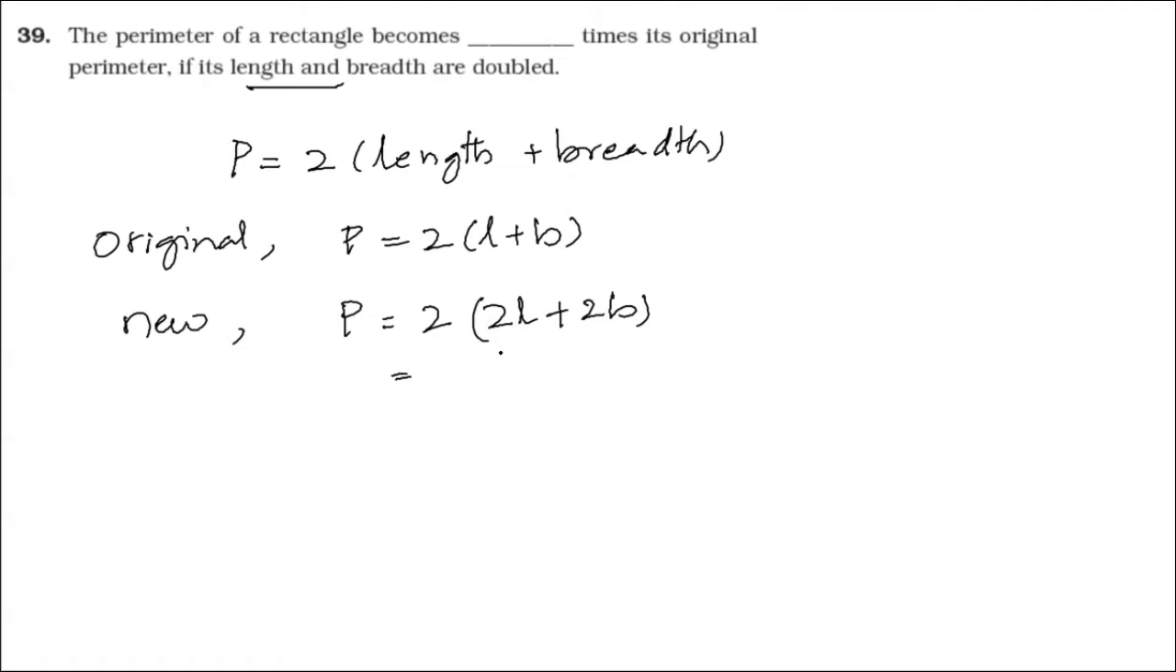So we can take 2 out. We will be getting 2 times L plus B. If I say this is P1, this is P2, I can say that P2 is 2 times P1. It means that the perimeter becomes 2 times its original perimeter.